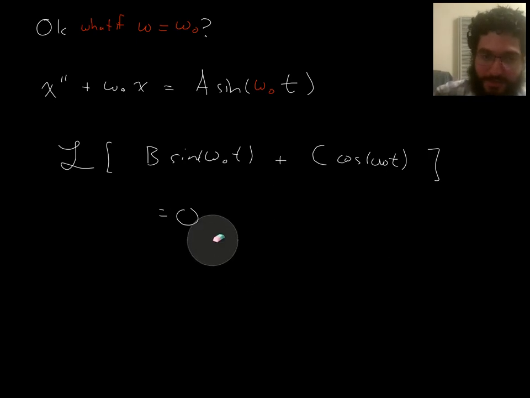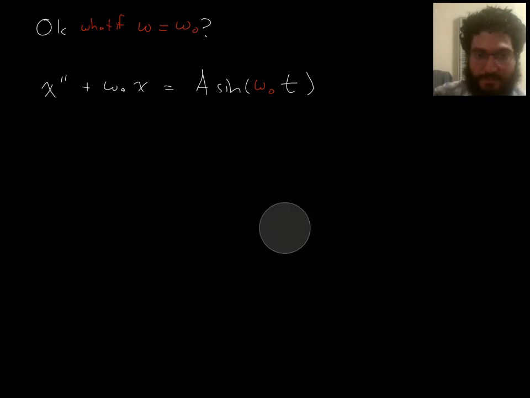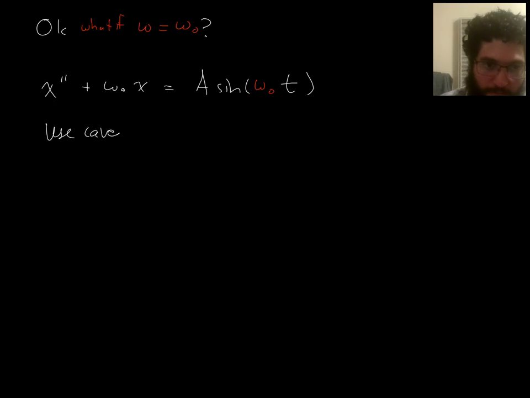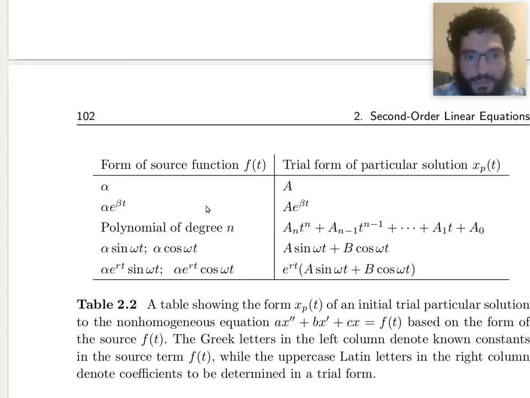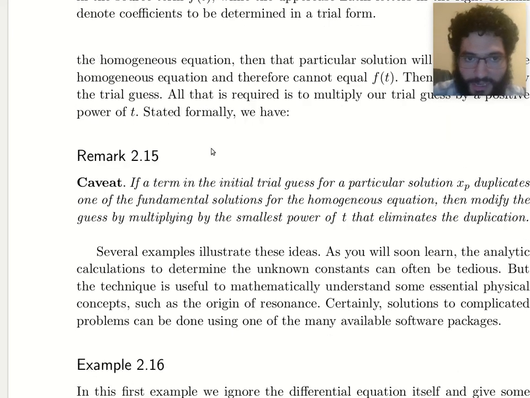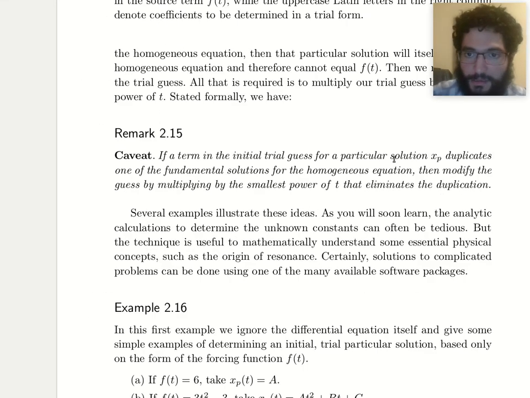Okay, so let's use the caveat. Here's the caveat that I'm talking about, this thing in your textbook. What it suggests is multiply by t, basically. It says multiply by the smallest power of t that works. Usually multiplying by t once is going to work. If it doesn't, it just means then try again. If that doesn't, then try again. But usually doing it once just works for textbook problems.